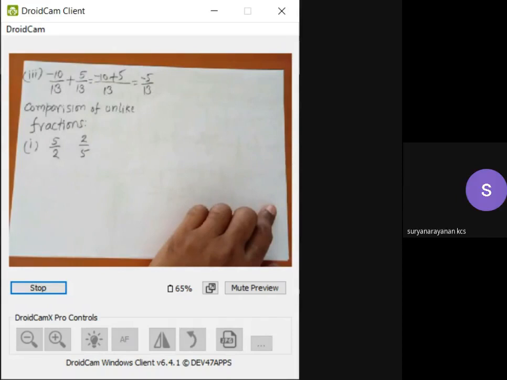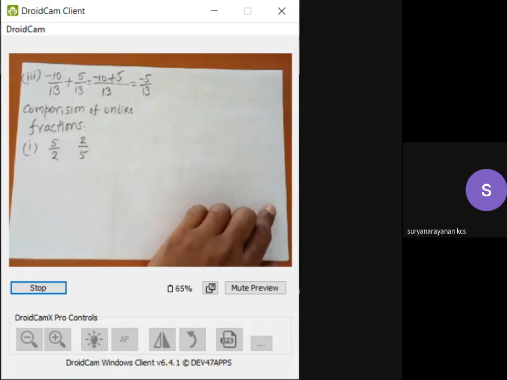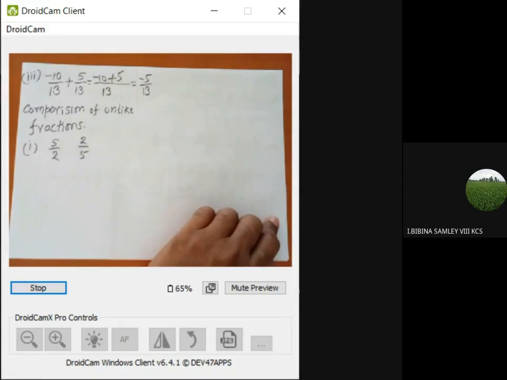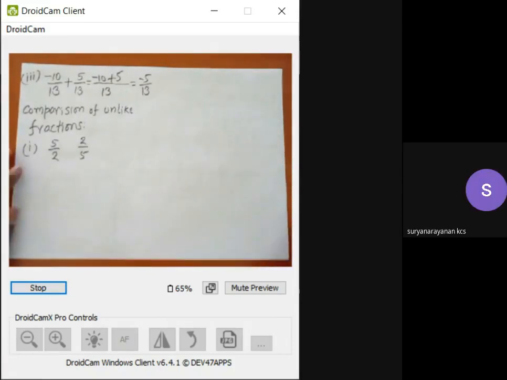Okay, sir. First of all, we have to convert. We have to write the given unlike fractions as like fractions. We have to convert them. For that, we have to take the LCM of the denominators. For that, the first step is we have to take the LCM of the denominators. What are the denominators here? Sir, they are 2 and 5. 2 and 5. Take the LCM of 2 and 5.